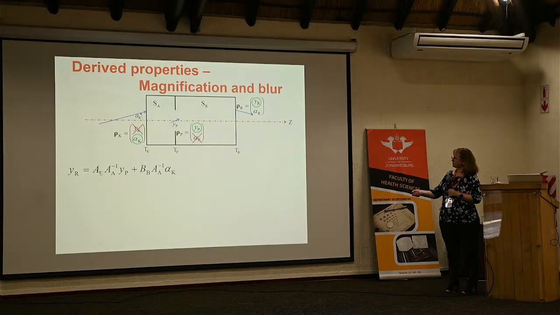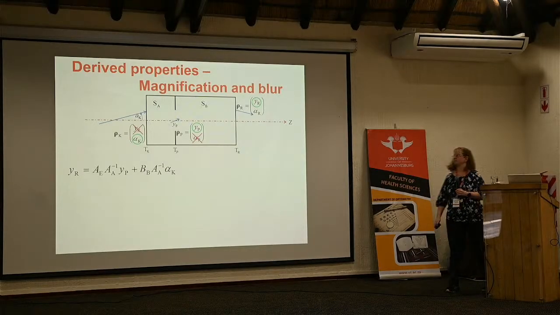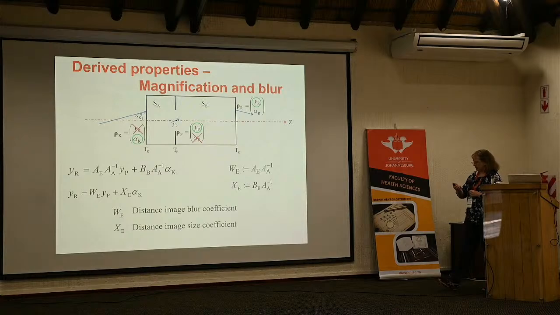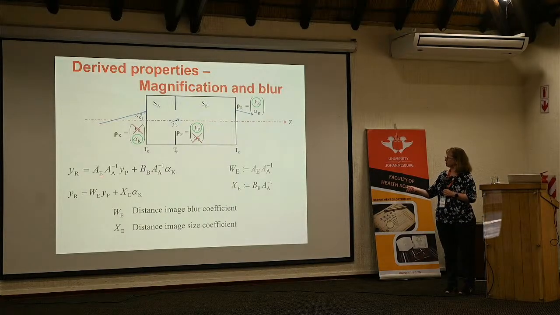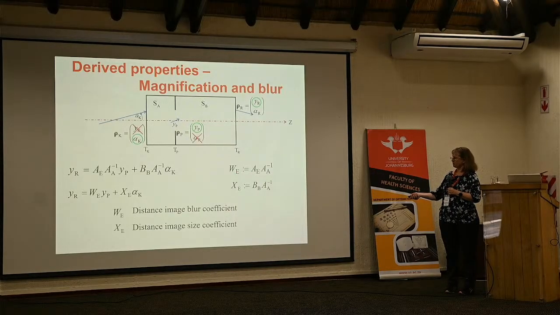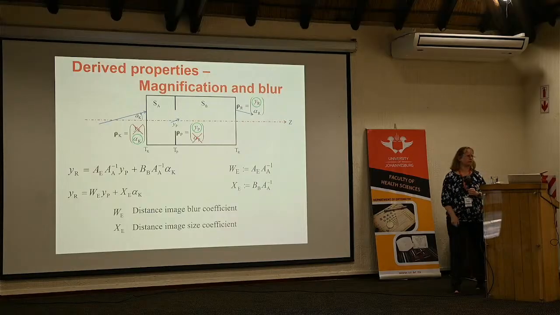Our subscripts are E for eye, A for anterior, P for pupil, B for posterior, and K for cornea. From that, let's take this relationship, AE over AA, and call it WE, the distance image blur coefficient. And then we take B posterior over A anterior, and that is XE, the distance image size coefficient. And we get this much simpler looking relationship.